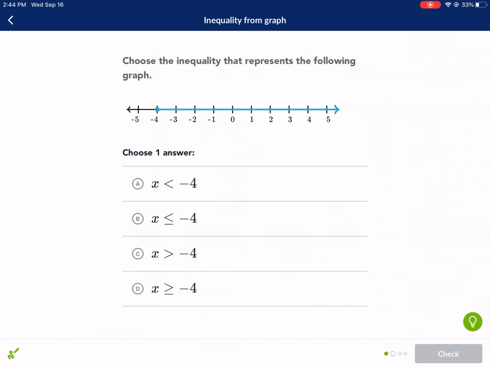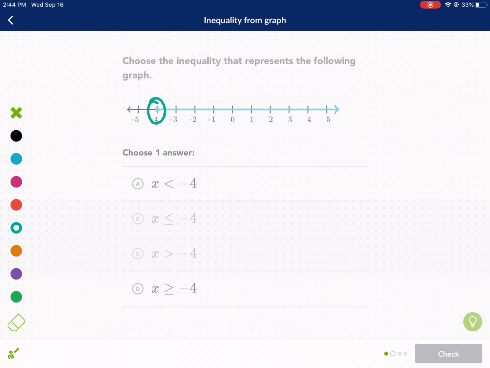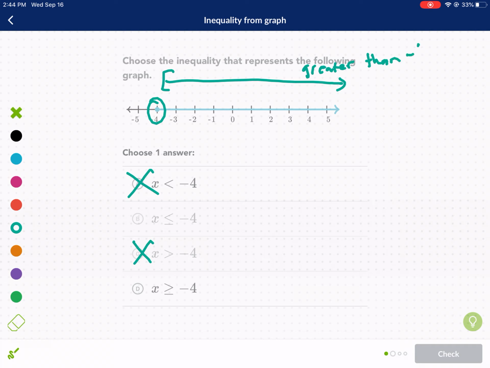All right, now that you have the idea, we can go a little bit faster. We see here we have a closed dot. Again, this would be a bracket for any advanced topic college student. That means we're including, so that's less than or equal to or greater than or equal to. So we're getting rid of these options because they exclude -4. Now we're talking about the values that are bigger than -4. So x needs to be greater than -4, headed towards positive infinity. So greater than -4, that is this one. X is greater than -4. We're talking about all the values bigger than -4.